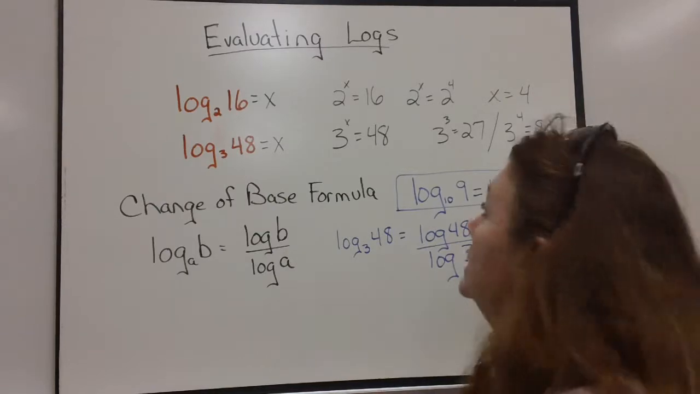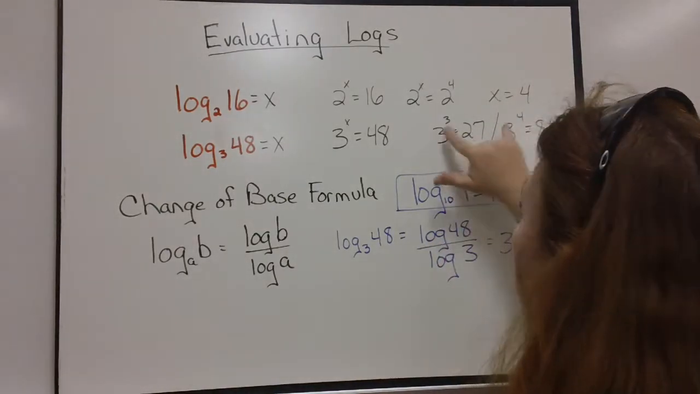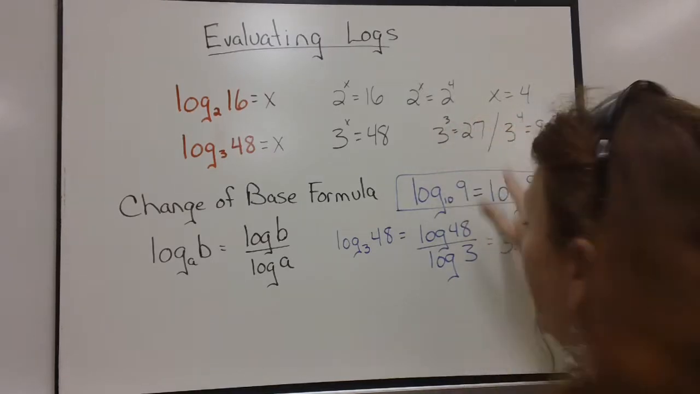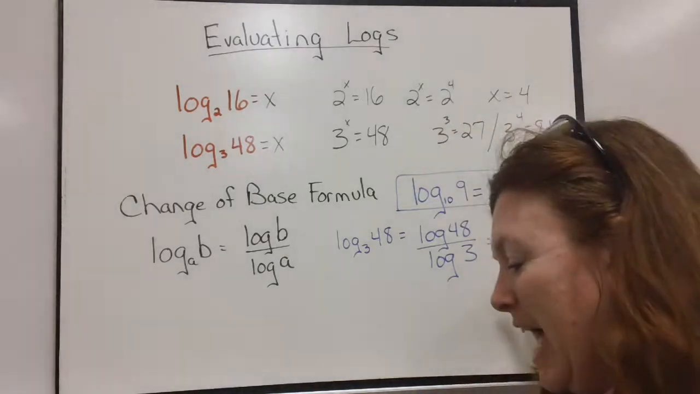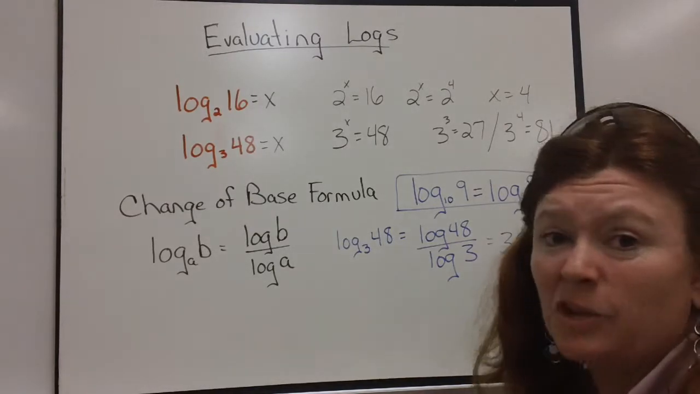3.52. Does that make sense? Didn't we say earlier that it's got to be somewhere between 3 and 4? And sure enough, it is. Yay! So we have our answer, and that's all you have to do.